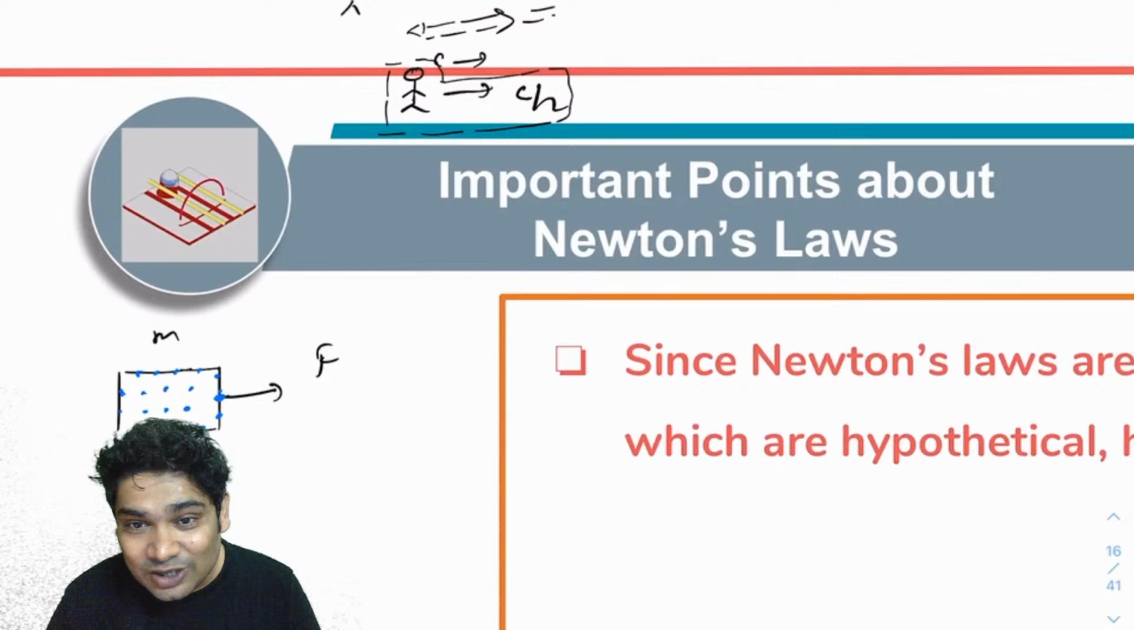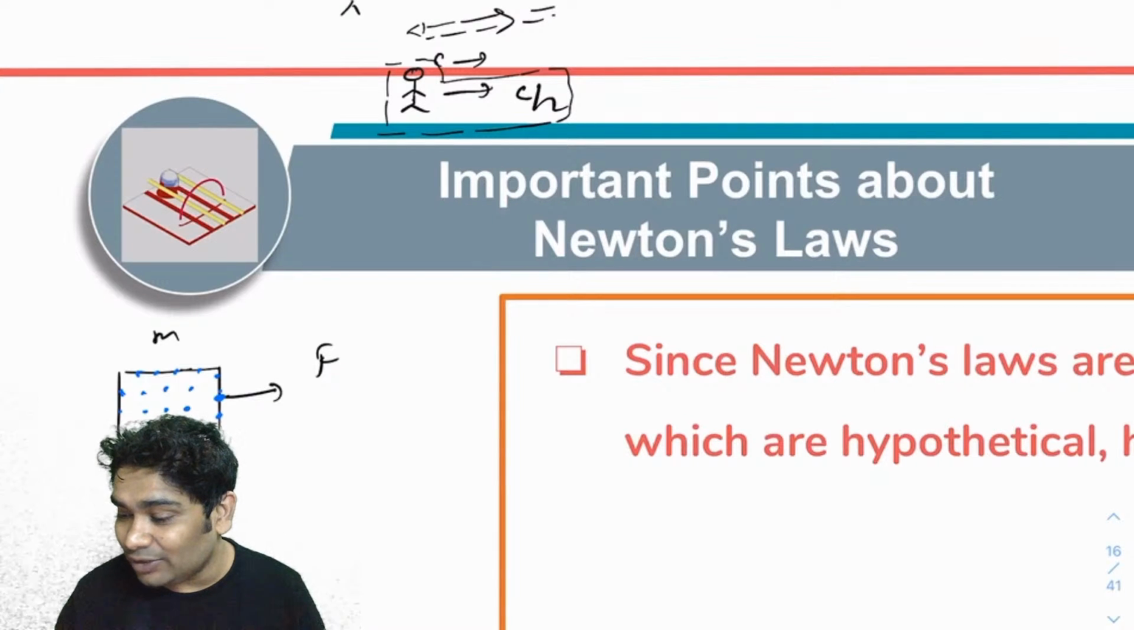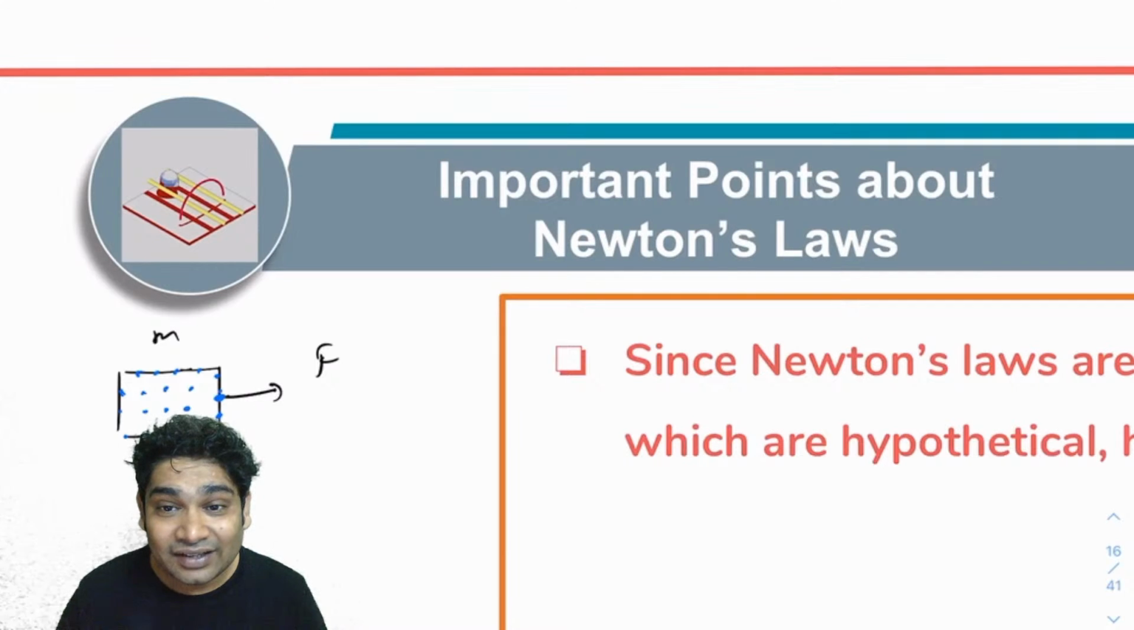Why Newton's laws are hypothetical? Newton's laws are not hypothetical. Sir, if theory of relativity is proved, then put it in all textbooks.